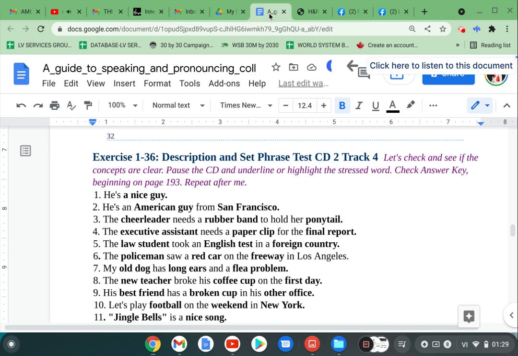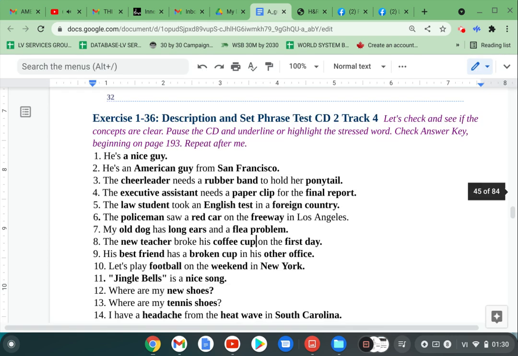guy. 2. He's an American guy from San Francisco. 3. The cheerleader needs a rubber band to hold her ponytail. 4. The executive assistant needs a paperclip for the final report. 5. The law student took an English test in a foreign country.